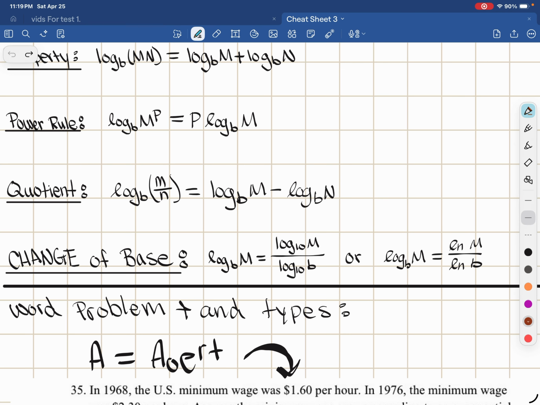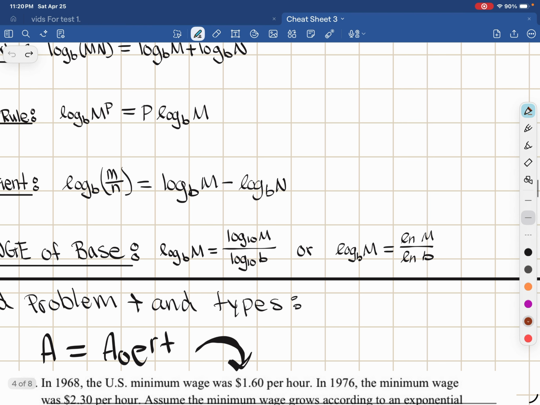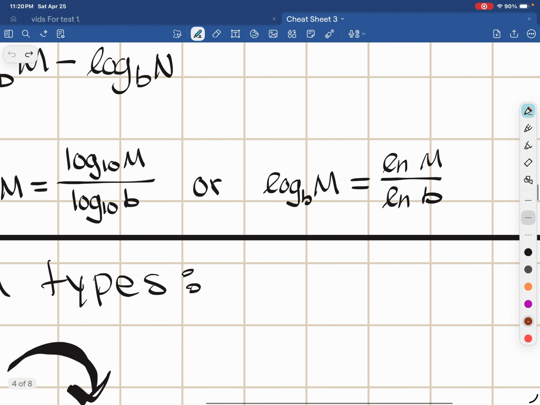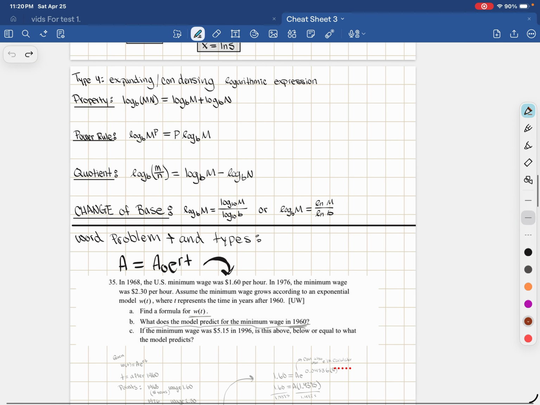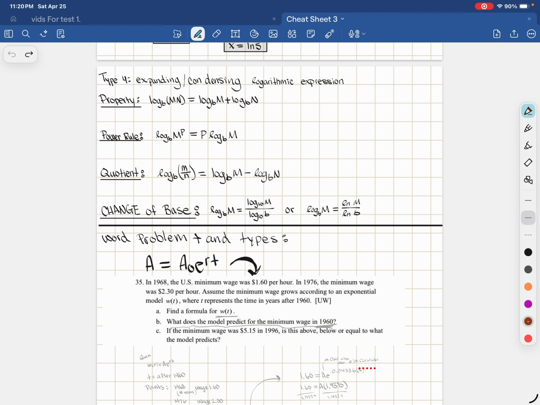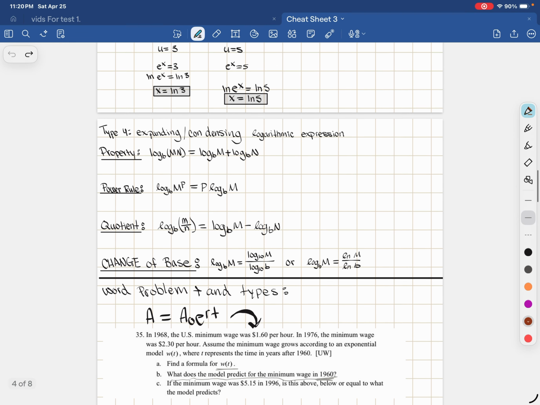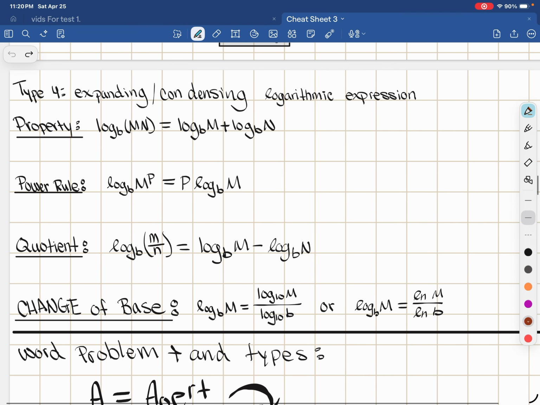Log base m will equal log, excuse me, log base 10, which is usually just log, the common log, of m over log base 10 of b. Or we can also just rewrite it as ln of m over ln of b. Whatever you choose to use, you can rewrite it in a simple form, either one of those. And I'll make sure to reiterate which ones we use throughout these problems.